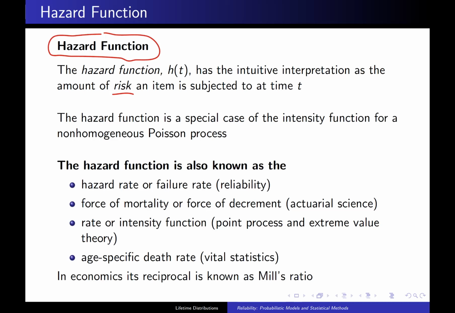The hazard function has several aliases. It's known as the hazard rate or the failure rate, sometimes in reliability. It is known as the force of mortality or the force of decrement in actuarial science. It is known as the rate or the intensity function in point processes and extreme value theory. And finally, in vital statistics, it's known as the age-specific death rate. In economics, the reciprocal of the hazard function is known as Mills ratio.